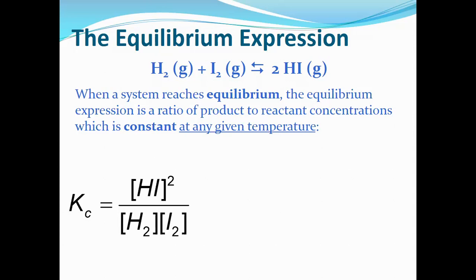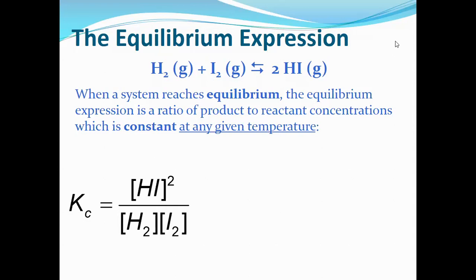And you'll notice in the expression on the right-hand side, I'm using square brackets around everything. The square brackets imply that we're writing the expression using concentrations. There is another version of the equilibrium expression where you use pressures when gases are available.